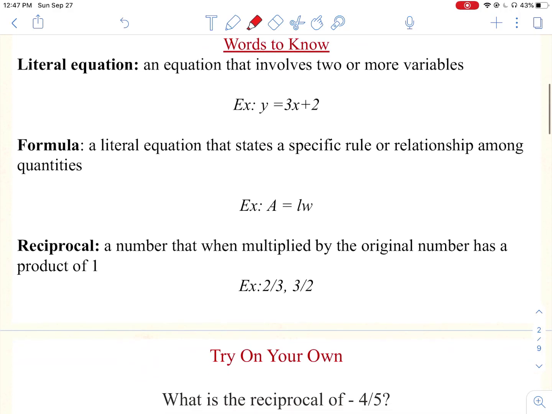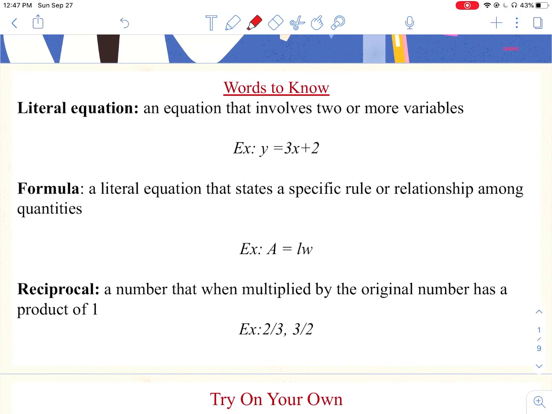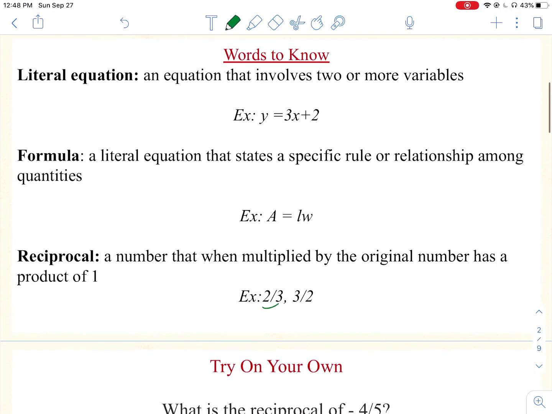And then we have reciprocal, a number that when multiplied by the original number has a product of 1. So for our example, we're given 2/3. The reciprocal is that fraction flipped. So you have 2/3. If you flip the fraction, it's 3/2. The definition says a number that when multiplied by the original number has a product of 1. So if I take 2/3 and I multiply it by 3/2, if you multiply across, 2 times 3 gives us 6, 3 times 2 gives us 6, 6/6 is equal to 1.